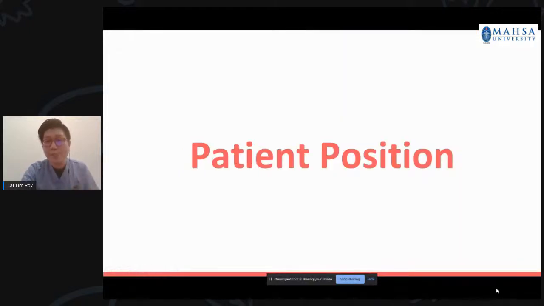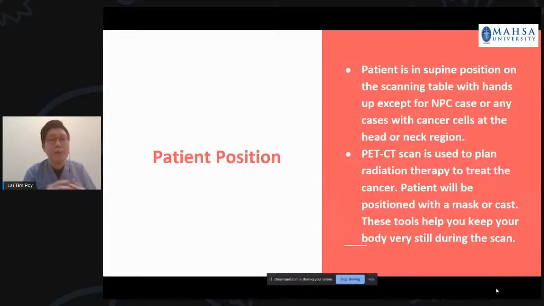Okay, patient position is like a normal CT scan. The patient is in supine position on the scanning table with hands up, except for NPC. NPC is nasopharyngeal cancer. For any cases with cancer cells at the head or neck region, the patient will put their hands down.